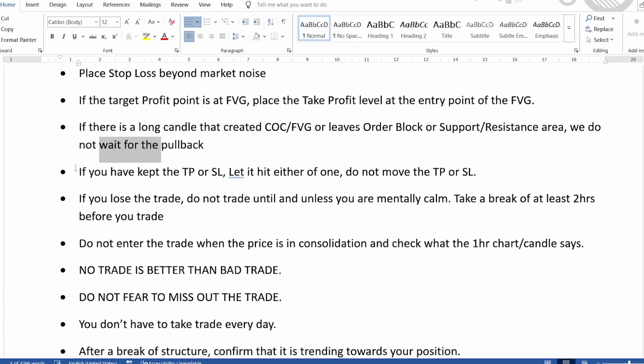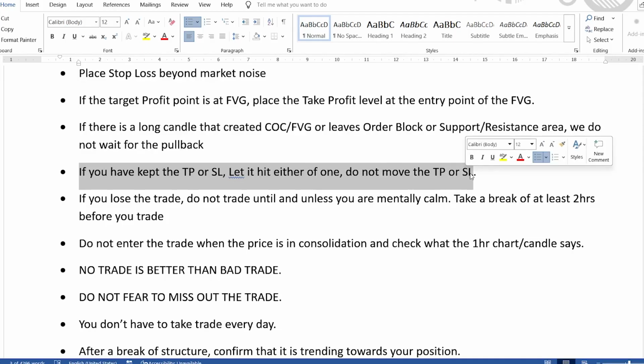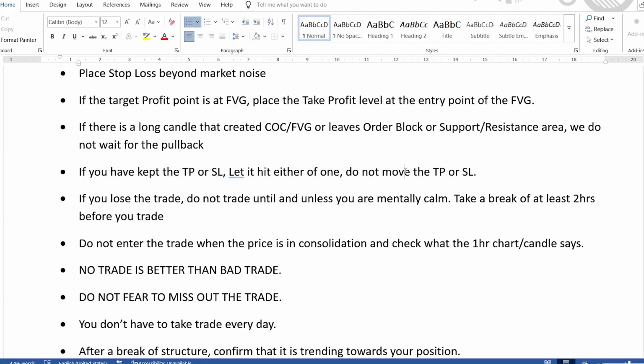Another rule: if you have kept the take profit or stop loss, let it hit either one. Do not move the take profit or stop loss. But to let it hit one of those, you have to keep your risk reward ratio valid. You should at least have a 1:2 risk reward ratio. But I will not be following this for some time, because yesterday I took a trade. I kept my take profit, I put my stop loss.